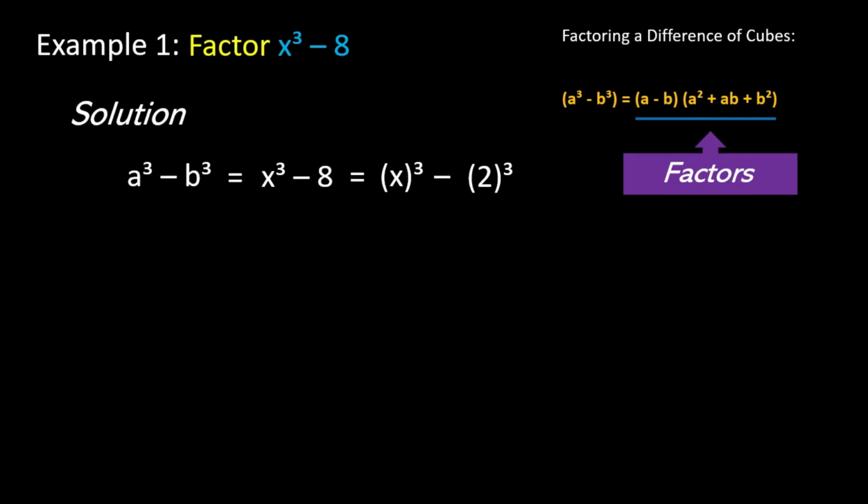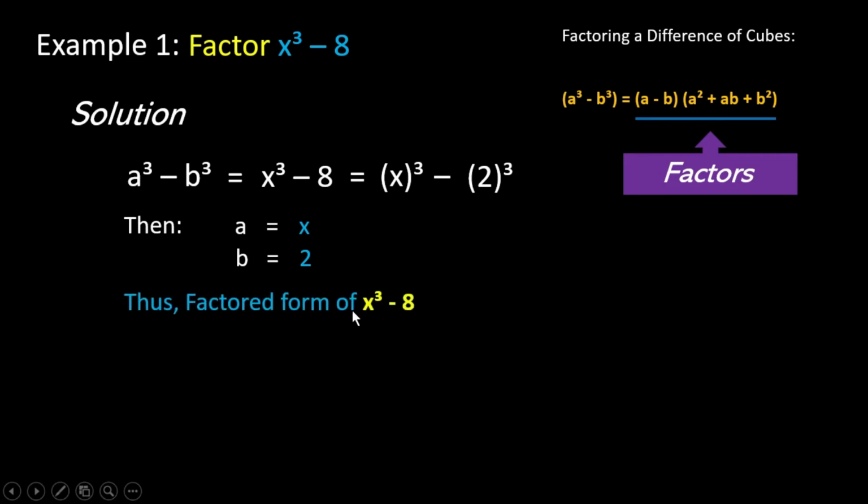2 times 2 is equals to 4. Then, 4 times 2 is equals to 8. So, therefore, our value of a is equals to x. Then, yung value ng b is equals to 2. Then, since meron na tayong value ng a at saka b, pwede na nating i-substitute dito sa ating formula.